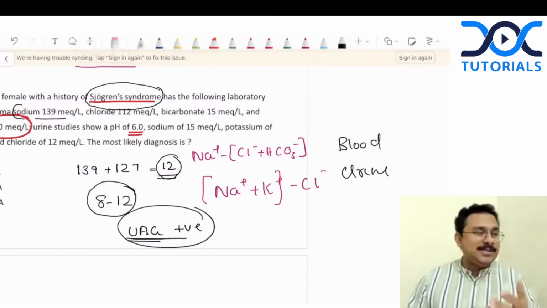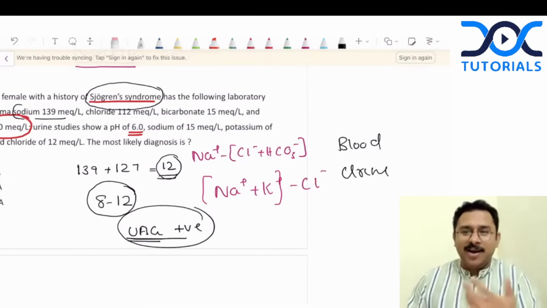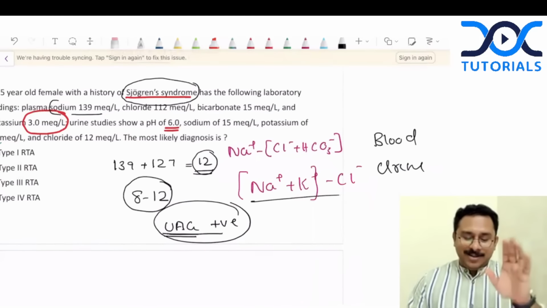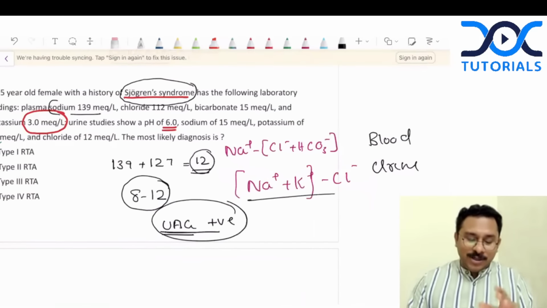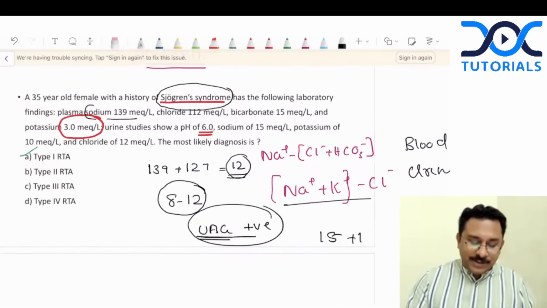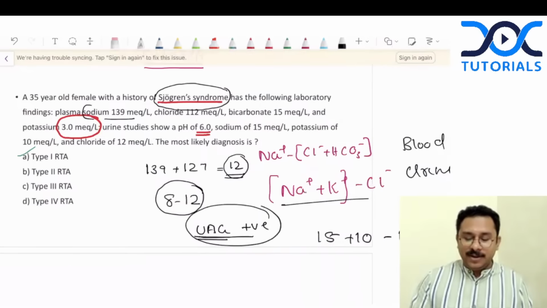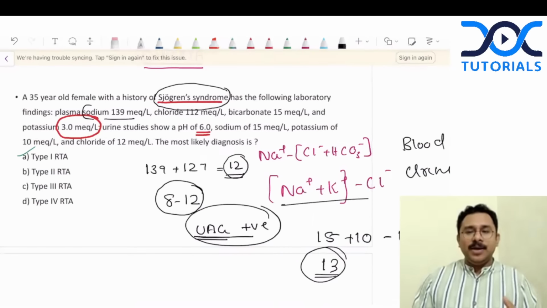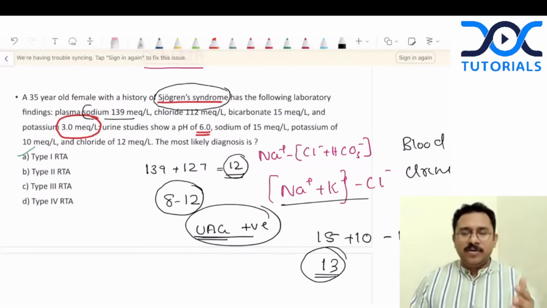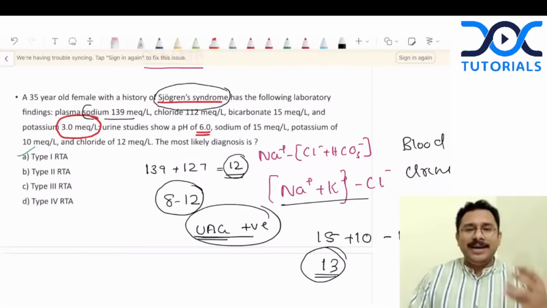I know, as doctors, we are poor in mathematics. So tell me, what is the urine anion gap here? The serum anion gap, I got it. But what is the urine anion gap? 15 plus 10, which is 25, minus 12. Okay, so which is around 13. So there is a positive urine anion gap. A positive urine anion gap again substantiates the diagnosis of renal tubular acidosis, which is typically the type 1 renal tubular acidosis. I've already explained in detail in my lectures in the app.